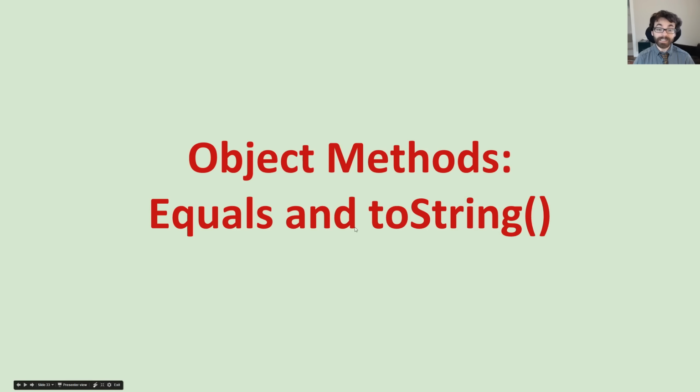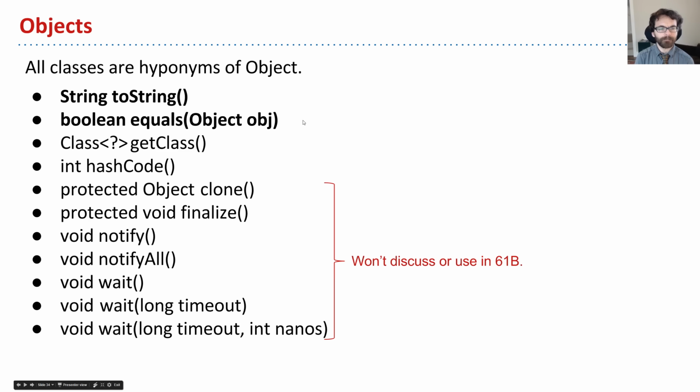That said, let's jump into perhaps the most exciting thing of all, object methods. So what are they? Recall that every class in Java is a hyponym of object. That is, a dog is an object, or a sled dog is an object. An array list is an object. Being a hyponym of object, they inherit all of these methods from this object class, which, by the way, is not abstract. You can do new object all day long.